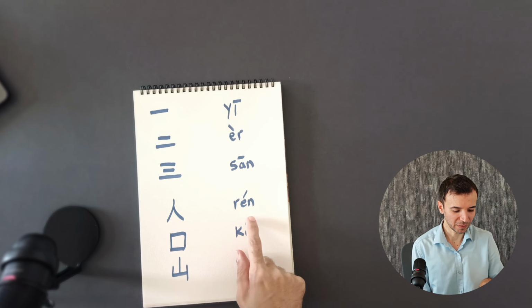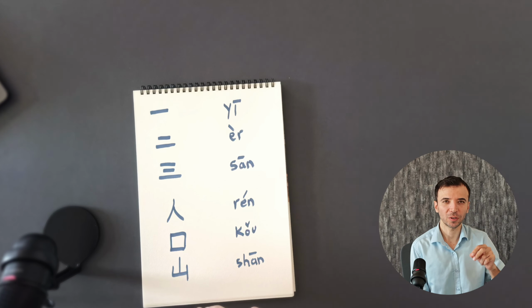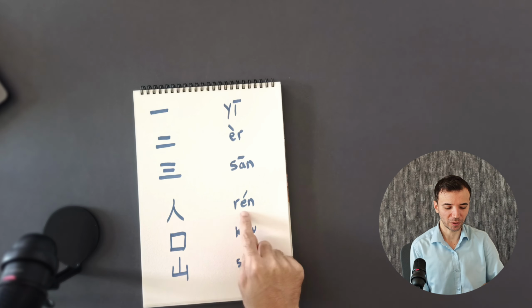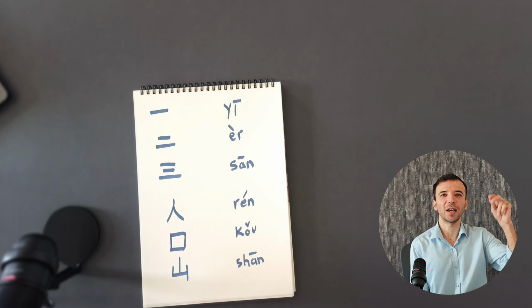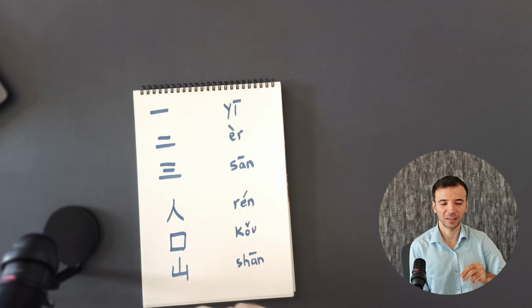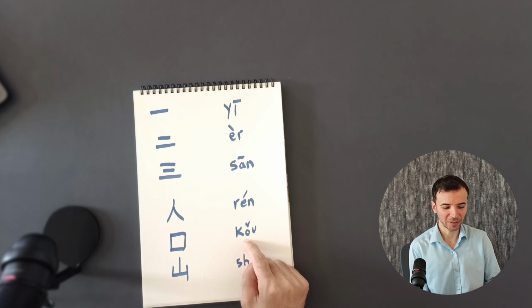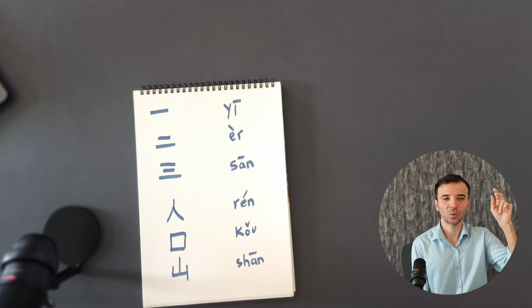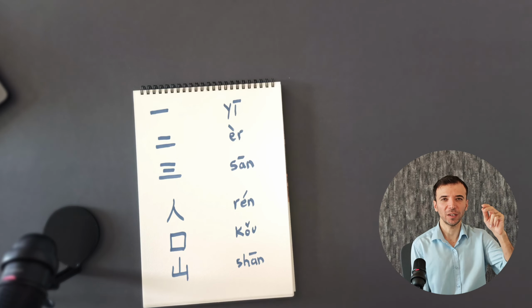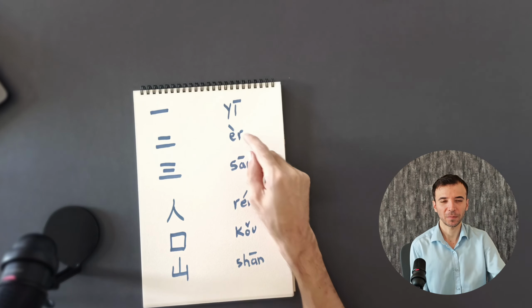Let's look for the second tone. Okay, this one. From low to high. Try to read it. Ren, ren, ren. Okay, what was the third tone? This one. Kou, kou. Okay, kou. We also have one fourth tone.